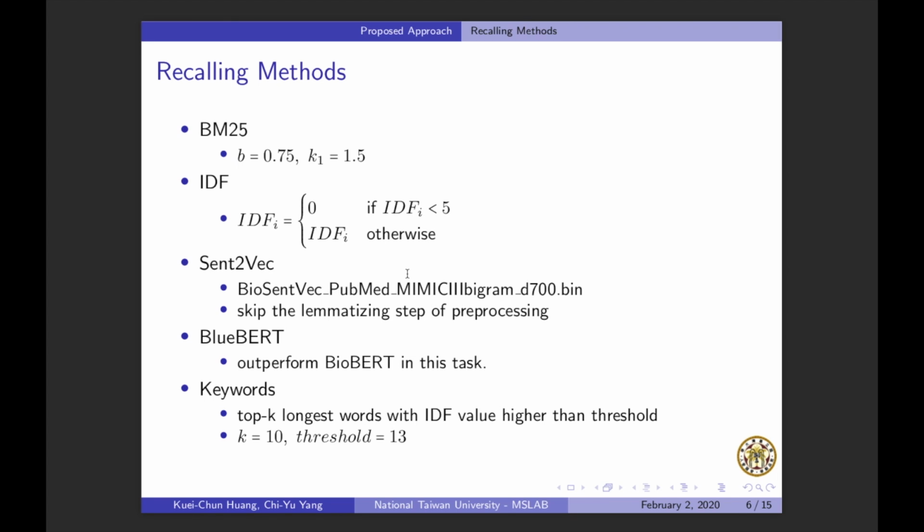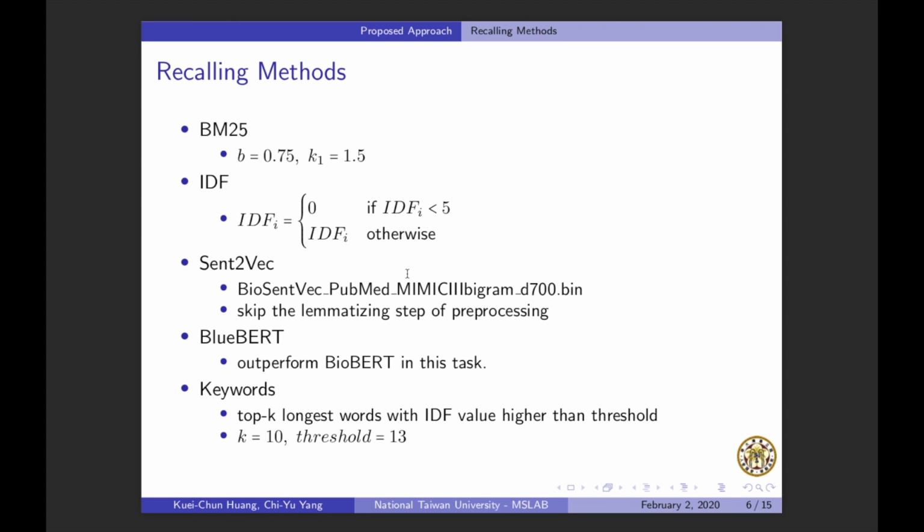For our first recalling method, BM25 has two tunable parameters, B and K1. The former controls how much effect field length normalization should have, while the latter controls how quickly an increase in term frequency results in term frequency saturation. In this task, we stick with the default values, setting B to be 0.75 and K1 to be 1.5, since they performed the best.